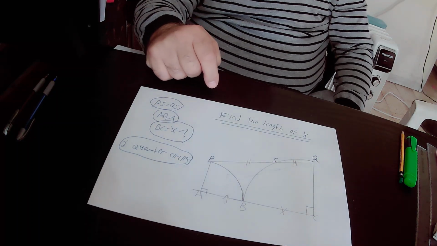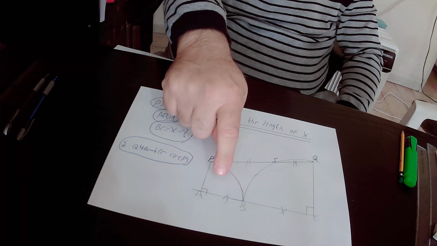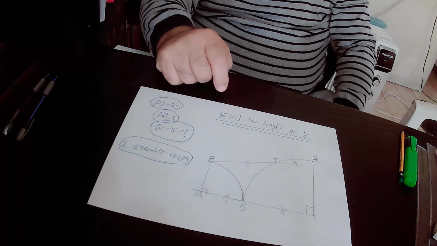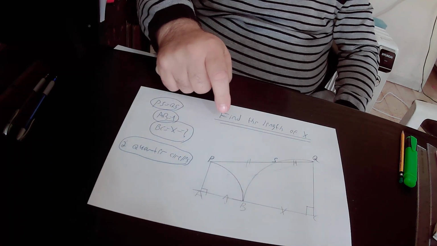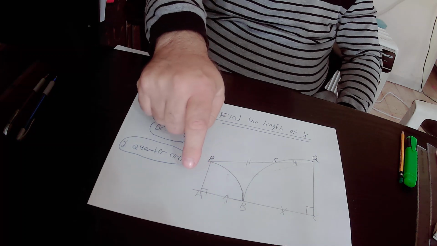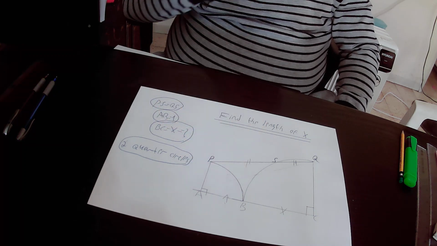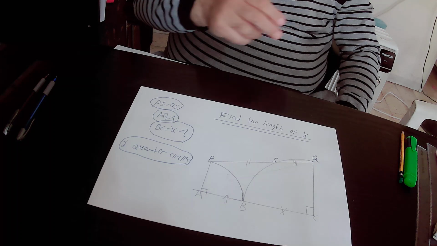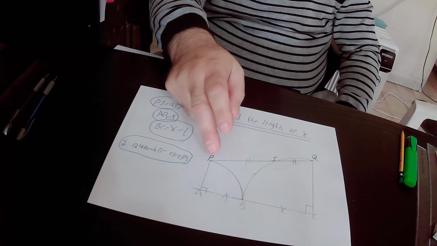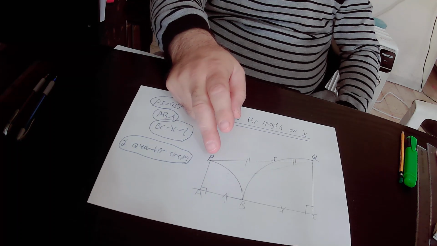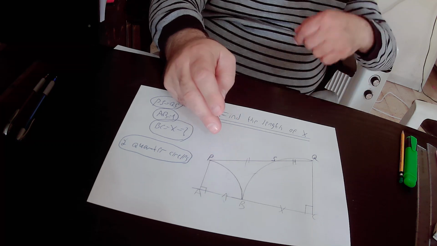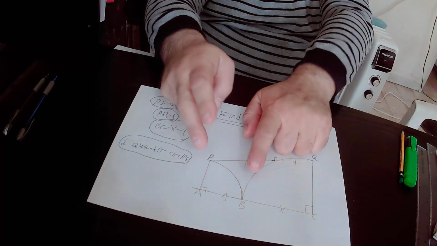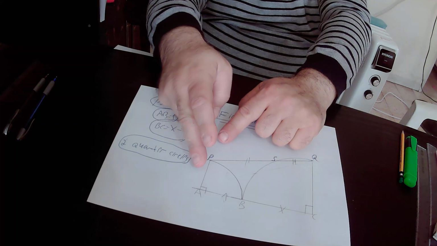So first of all, because this is a quarter circle, PA and AB are both the radii of this quarter circle, therefore they are equal to each other. But AB equals 1, therefore PA must also be equal to 1.